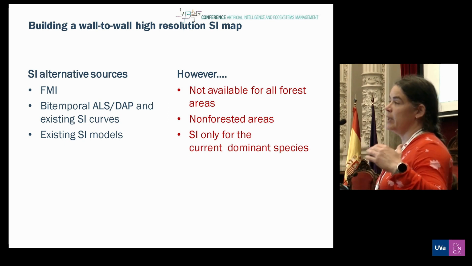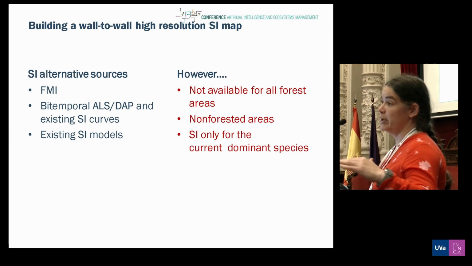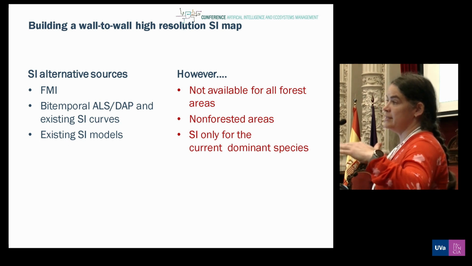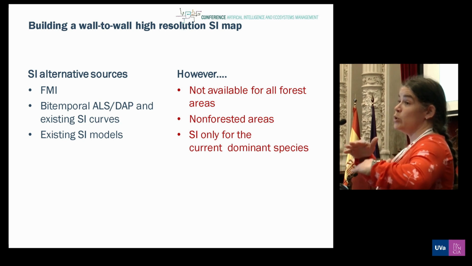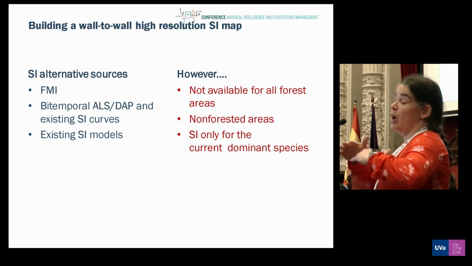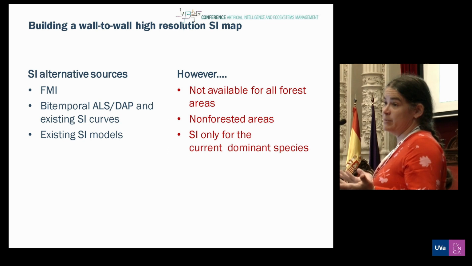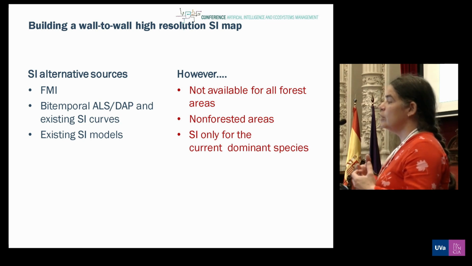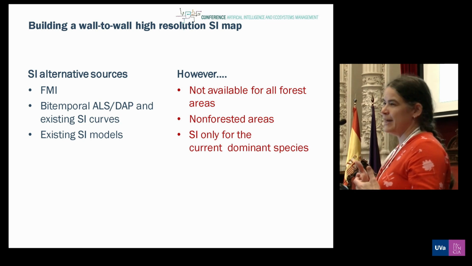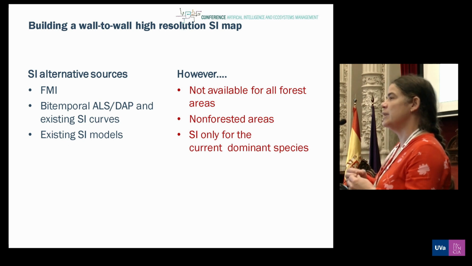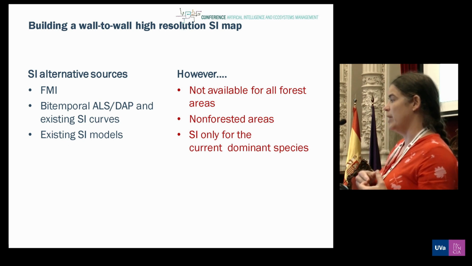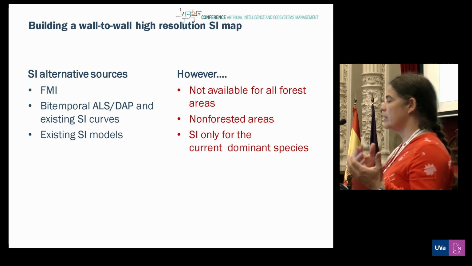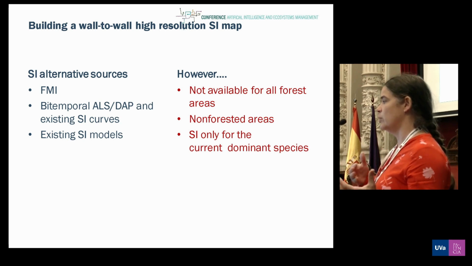So we had airborne laser scanning for some areas, but it's a static image, right? But in some cases we have two, and we could calculate how well it's growing, and we can have an estimate of site productivity. We could also use existing site models, but they do need information that is only available at plot level, like for example, soil type or vegetation type, right? So most of them had several caveats for the purpose that we wanted.